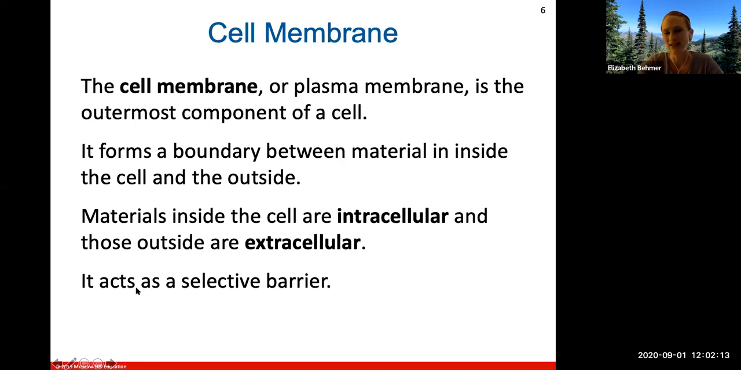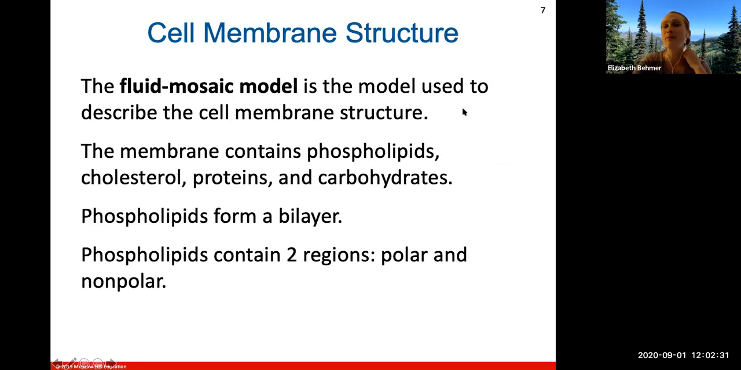It acts as a selective barrier. So that means this cell membrane is a barrier between everything inside and outside of the cell, but everything doesn't just rush into the cell. It's selective in what it allows to come in, and then it's very selective with what it pushes out of the cell. The cell membrane structure, we call it a fluid mosaic model.